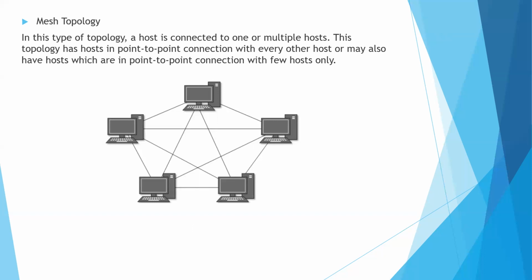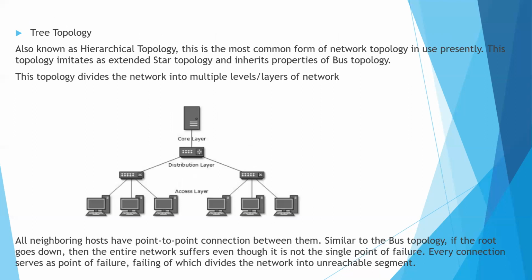Mesh topology. In this type of topology, a host is connected to one or multiple hosts. This topology has hosts in point-to-point connection with every other host, or may also have hosts which are in point-to-point connection with a few hosts only. A mesh topology is a network setup where each computer and network device is interconnected with one another. This setup allows most transmissions to be distributed even if one of the connections goes down. This is a topology commonly used for wireless networks.